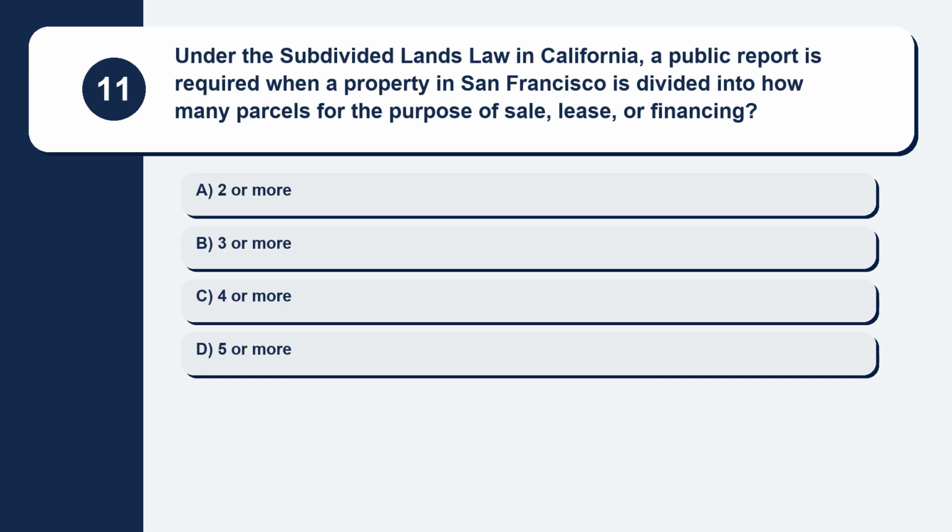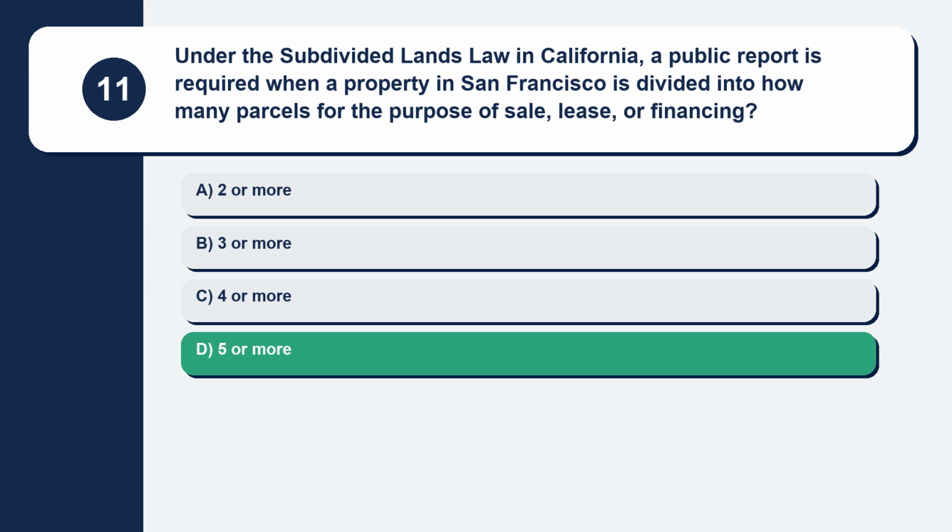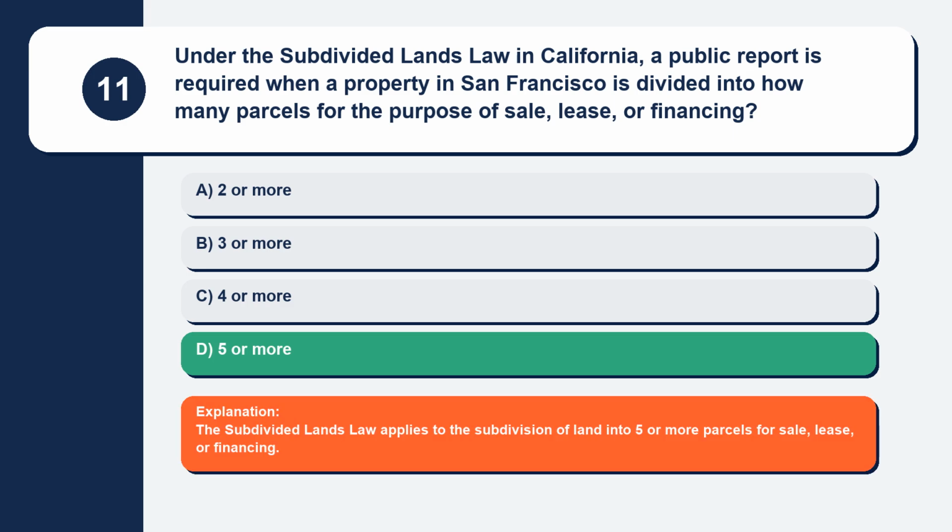Question 11. Under the Subdivided Lands Law in California, a public report is required when a property in San Francisco is divided into how many parcels for the purpose of sale, lease, or financing? Here are your options. Option A, 2 or more. Option B, 3 or more. Option C, 4 or more. Option D, 5 or more. The correct answer is option D, 5 or more. Explanation: the Subdivided Lands Law applies to the subdivision of land into 5 or more parcels for sale, lease, or financing.